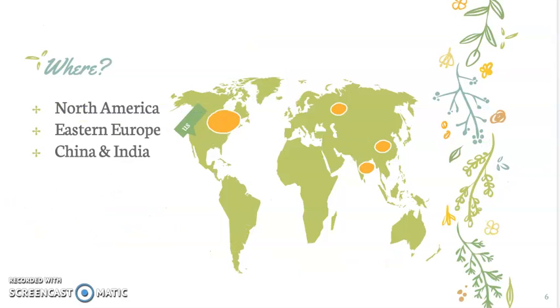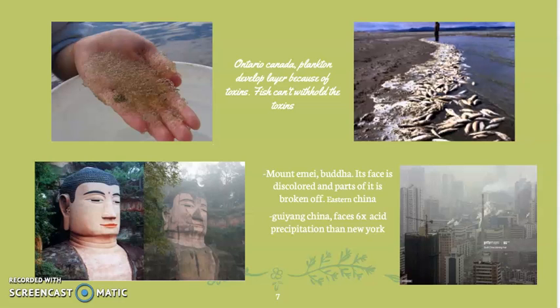It affects North America, Eastern Europe, China, and India. In North America, Canada is affected a lot, which is right here in this area of Canada. So these are the results of acid rain, of how bad it is.